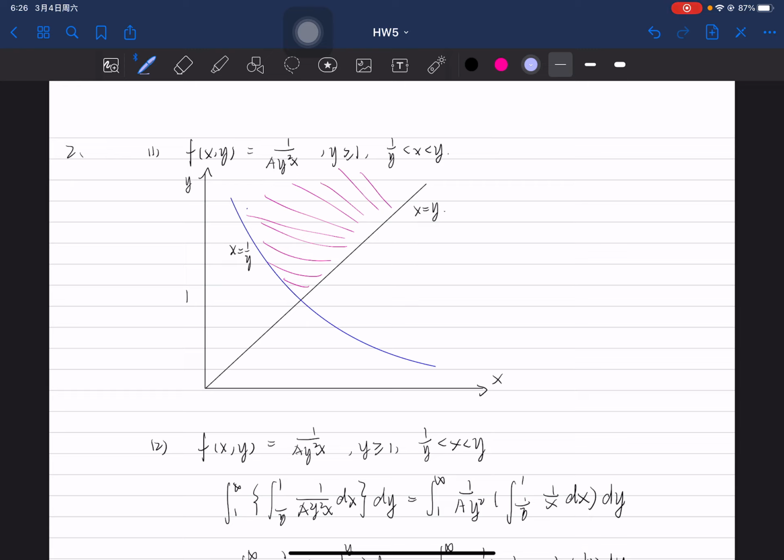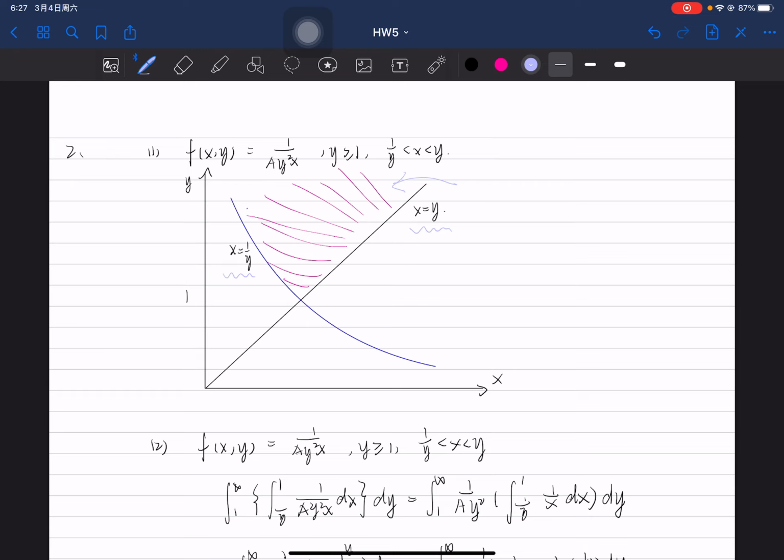For the first question, we need to draw the non-zero definition region of this probability density function of XY. Firstly, we can draw the line of x equals y and the line of x equals 1 over y. The region with the pink line is what we want, the non-zero definition region.